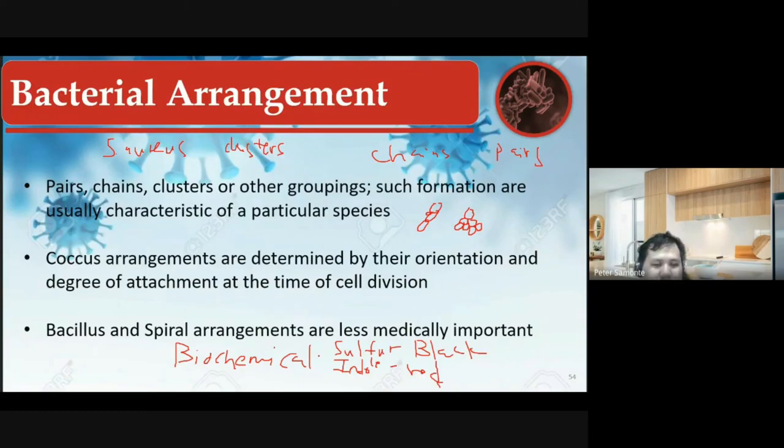So again, one thing you need to remember, class, whenever you would memorize a bacteria is their arrangement. So that would help you to easily identify them. So kapag gram positive in clusters, aureus. Kapag in chains, pyogenes. Kapag in pairs, it's your Streptococcus pneumoniae.